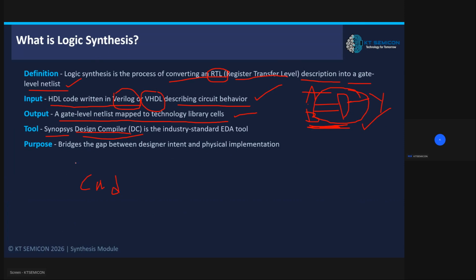Understand? So what is the major purpose of synthesis? It bridges the gap between the designer intent and physical implementation. Up to RTL code, we have the design logic, right? Synthesis acts as the bridge between that logic and the physical implementation of the particular circuit. Understand? So this is the thing.